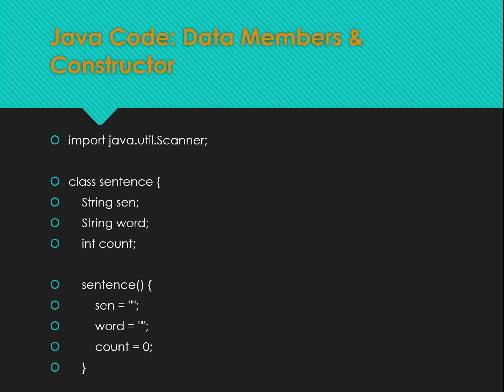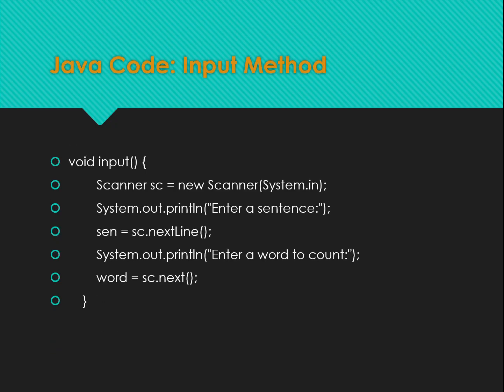Now, let's look at the Java code. This part includes the import statement, class definition, data members, and the constructor method which initializes the values. The input method uses a Scanner object to take a sentence and a word from the user.